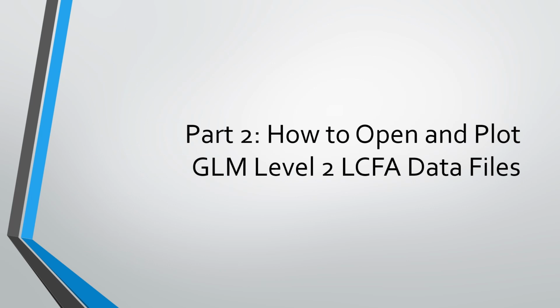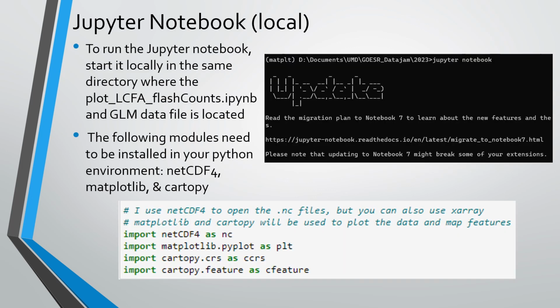This second part of this presentation will go over how to open and plot the GLM level 2 LCFA data files. First, some information about the Jupyter Notebook itself. In order to run the notebook locally, you must start in the same directory where the Jupyter Notebook file and the GLM data file is located. And once you do that, you just have to type in Jupyter Notebook.